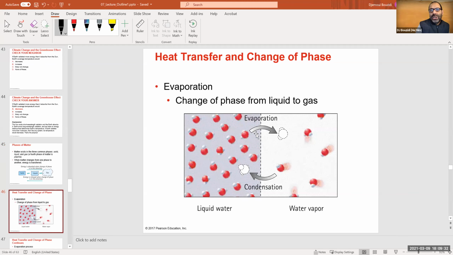So again, evaporation is a way for the system to lose energy too, okay? That's why you perspire, okay? So you take this one, and when you move it out, in this case, it's going to evaporate. Condensation is the opposite of evaporation. So again, you have a phase transformation, in this case, from liquid to gas, and from gas to liquid, okay?